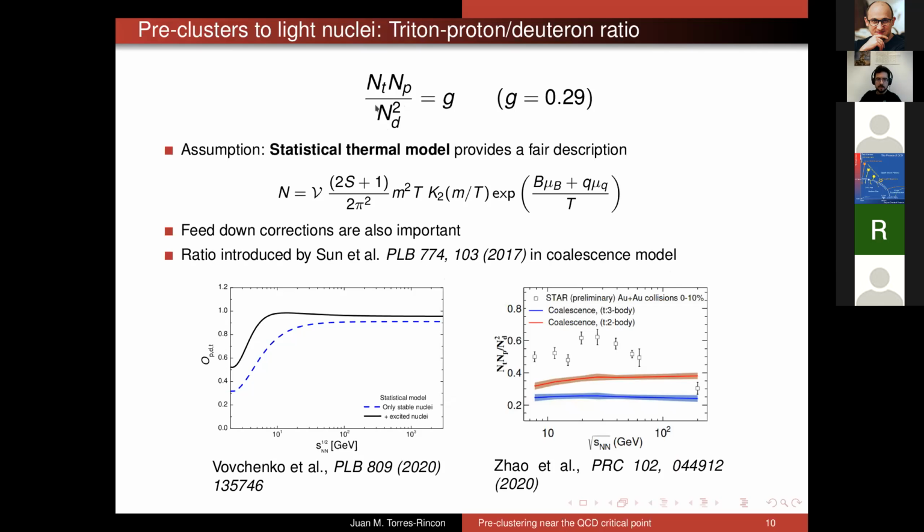But if you consider now this ratio and assume that the statistical thermal model provides a good description, a first order approximation, then you can replace the Boltzmann factors in the numerator and denominator, and you will see that everything that contains energies cancels, the mass of the nucleon cancels, temperature, chemical potentials, you only end up with a pure number, exactly the same number as in the coalescence model, 0.29.